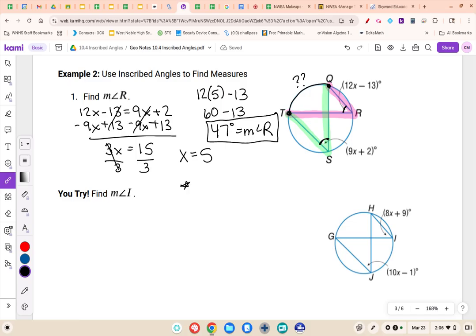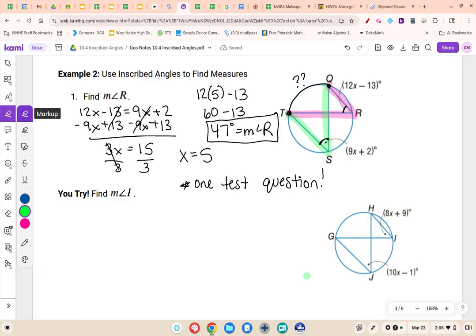Alrighty, before we do that, I want you to know that there is one test question like this as well. So if you are confused, make sure to ask me. You are going to have to find the actual angles, not just the value of x or y or whatever variable, okay? So notice for this one, we have two inscribed angles again.